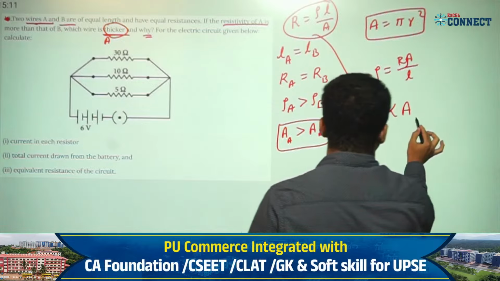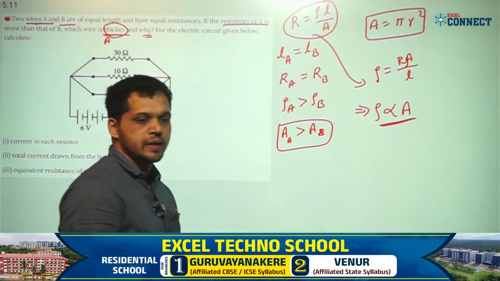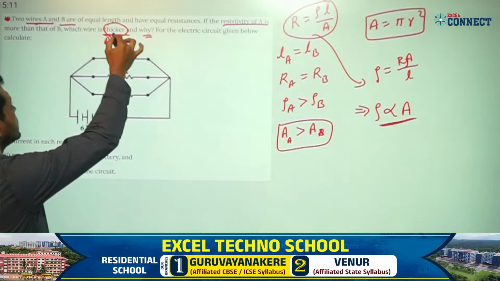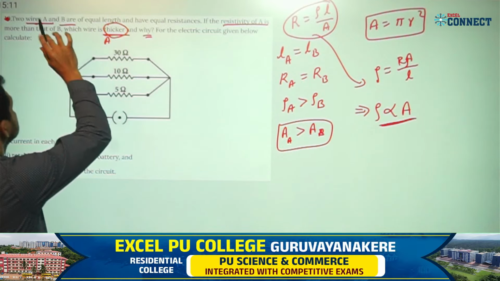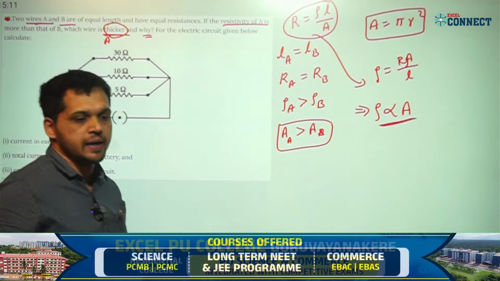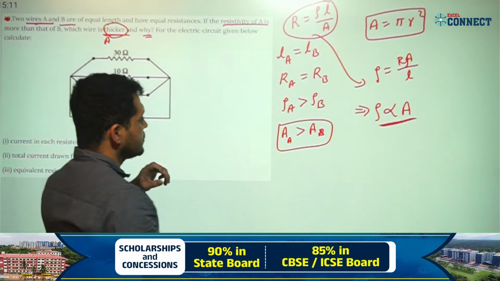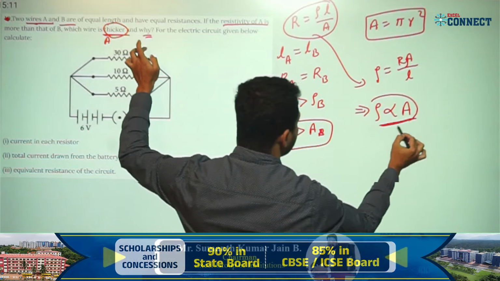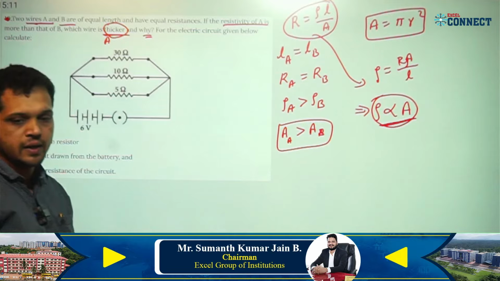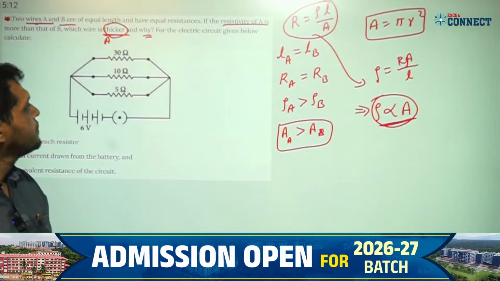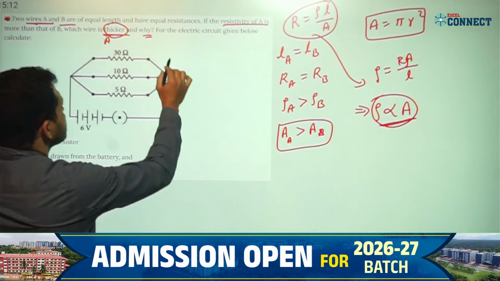Yes, rho is directly proportional to area, so the resistivity of A is high, so the thickness of A is high. A is thicker than B. That is the reason for this question. Why? The reason is rho is directly proportional to area. Is it clear? Next, another sub question here.